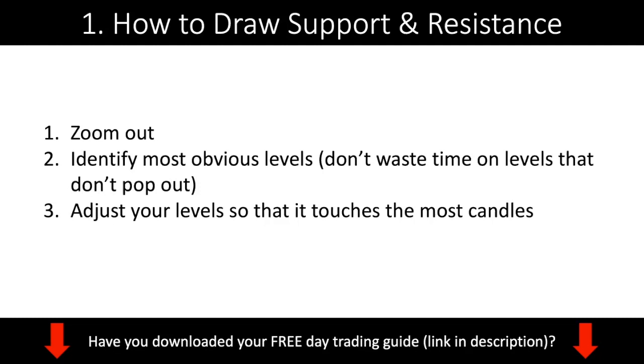If you're in a state of is this level considered, is it not considered, then you want to just avoid that level. And step number three is you want to adjust your level so that it touches the most candles, because you want your levels to be as accurate as possible. So how do you tell that your level is accurate? It's when it has the most touches and price respects the level as many times as possible. So let's get into the chart so I can show you how we actually do this.